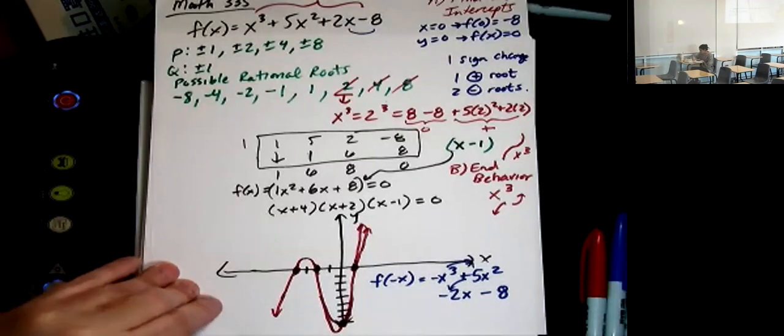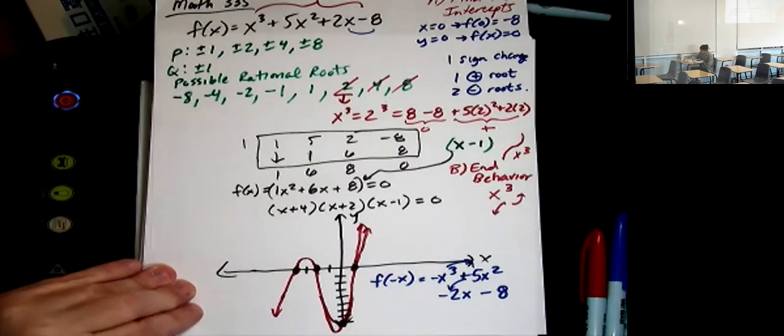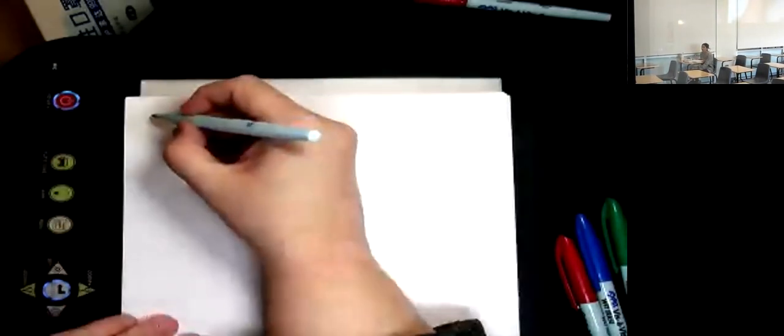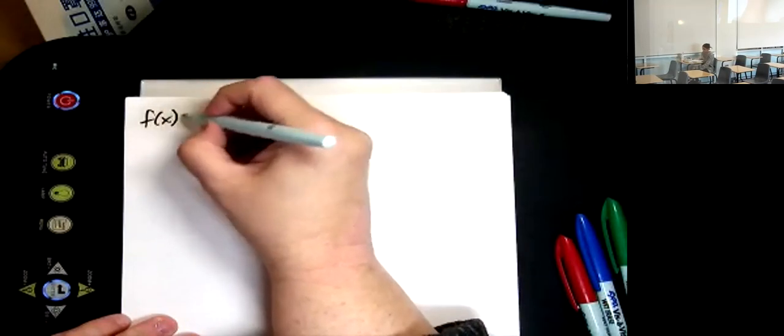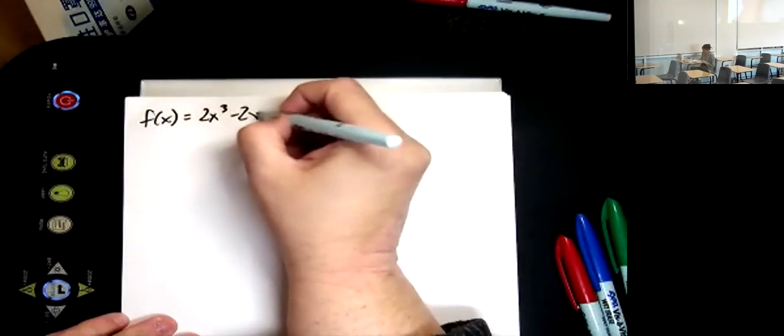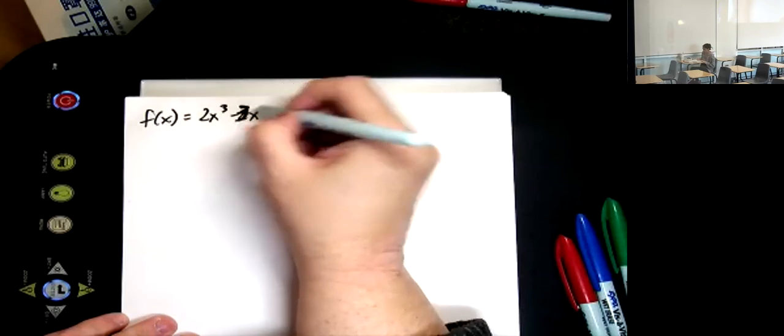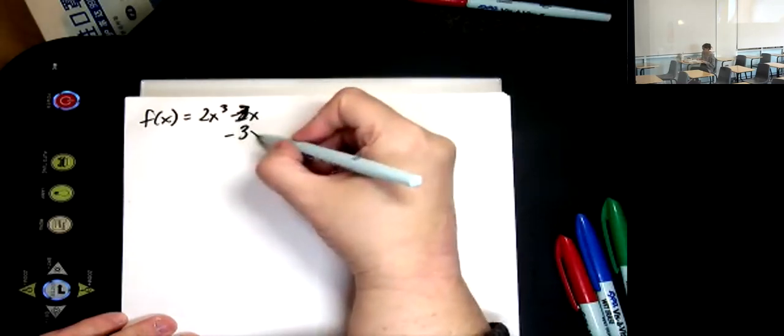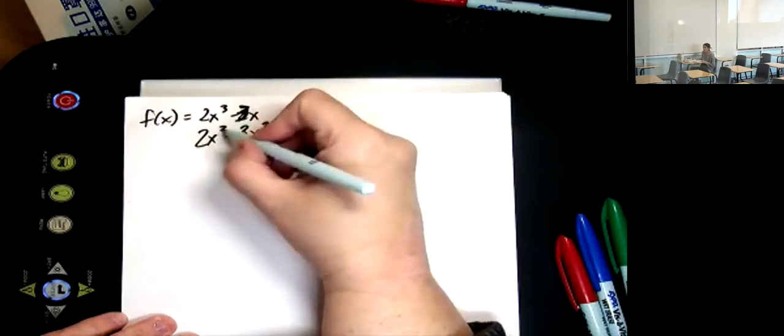All right, you guys ready for more? That one's a little simple. Let's do this one. We'll go back to simple in a second. So we get 3. Let's do this.